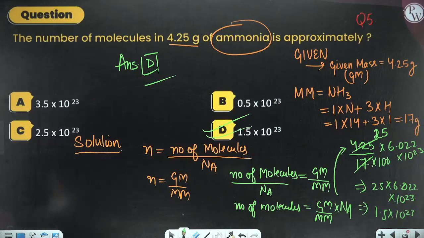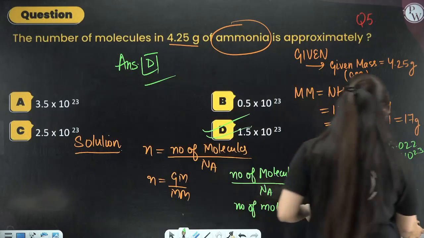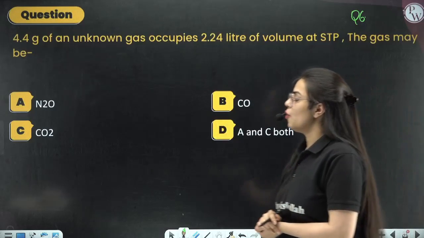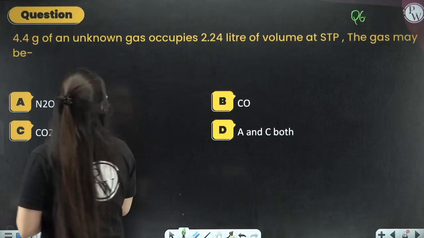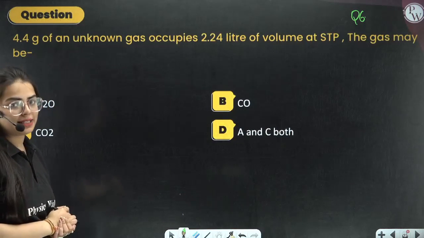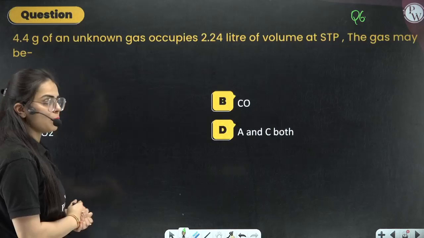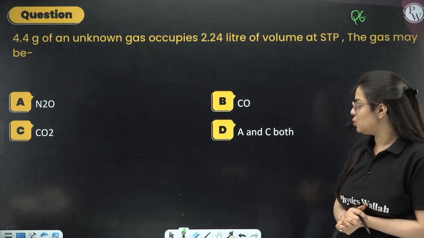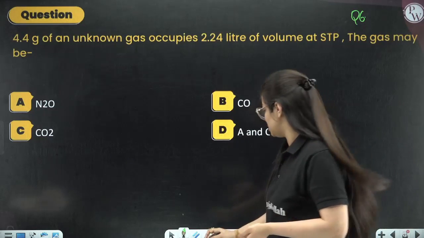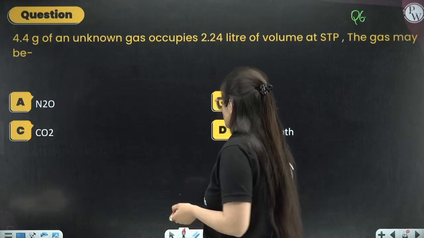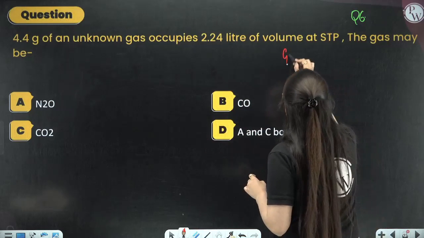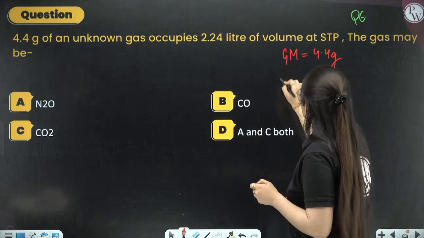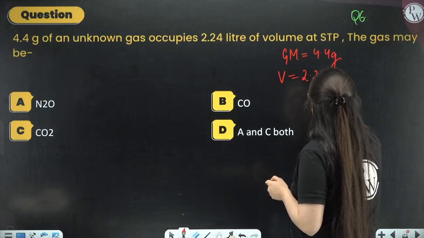Okay. Now comes our next question, that is question number 6. Question 6 says 4.4 grams of an unknown gas occupies 2.24 liters of volume at STP. The gas may be: option A N2O, option B CO, option C CO2, while option D is A and C both. Now over here in this question, what they have given us is the given mass, 4.4 grams, and it occupies a volume of about 2.24 liters.